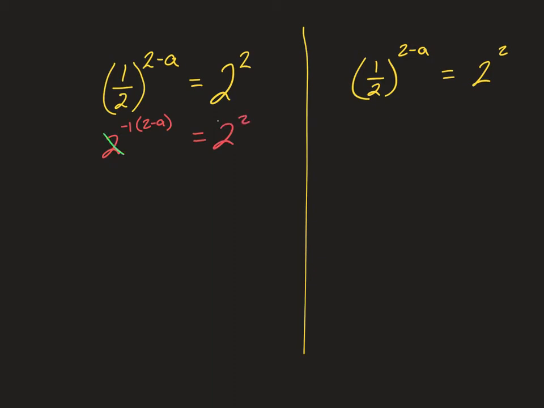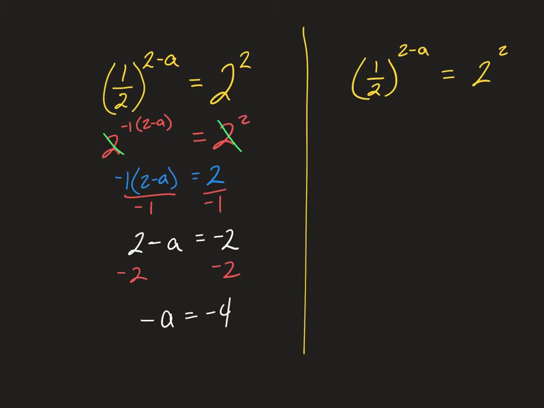So we have a common base. We can wipe those bases out. Once we've wiped those bases out, we have negative 1 times 2 minus a equals 2. In this case, instead of distributing negative 1, I'm actually going to divide by negative 1. Only have to do that one time. I would have to distribute twice and then move it over anyway, so why not just divide by that? So that gives me negative 2. I move my 2 over to join this one, and I'm left with negative a equals negative 4. If negative a equals negative 4, then positive a equals positive 4.